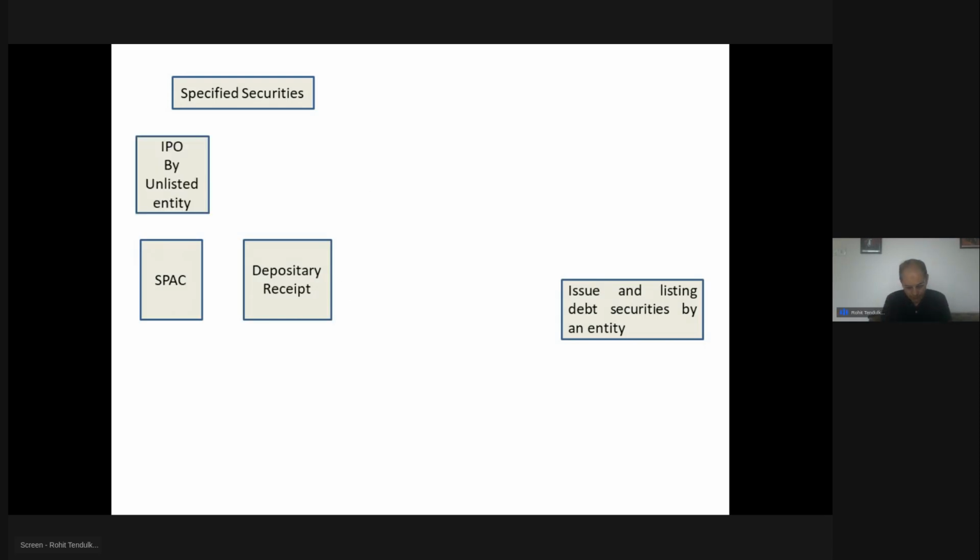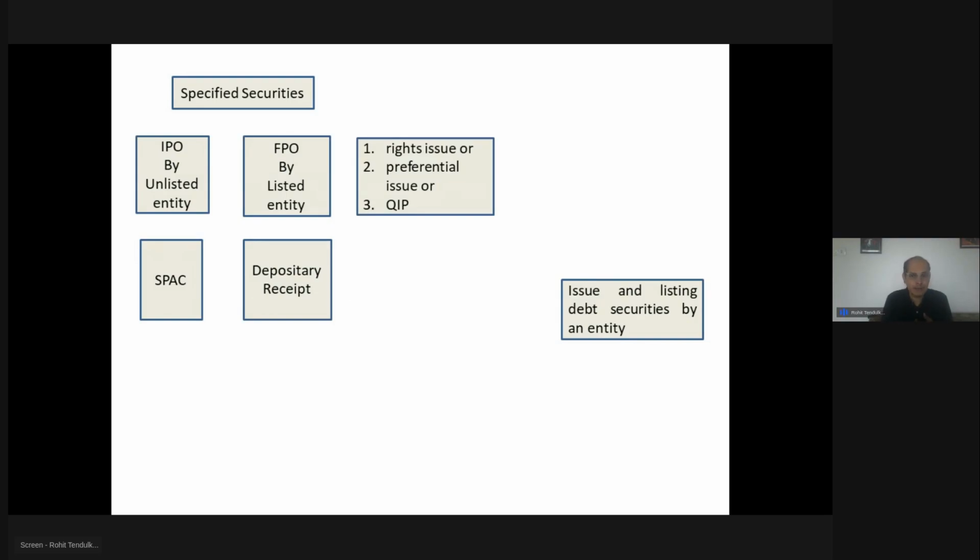In specified securities, we have IPO by an unlisted entity. An unlisted entity may be an Indian company or it may be a foreign company. It can launch an IPO in the IFSC. Next is FPO by an already listed entity. An already listed entity may give an FPO to the other shareholders. Next is rights issue, preferential issue, or QIP.